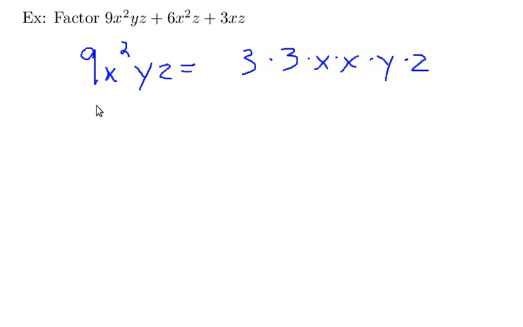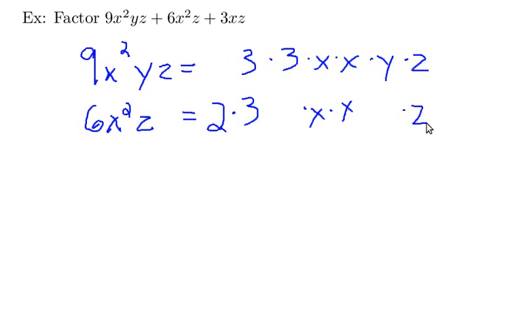So for the next one we have 6x squared z equals 2. So see, now I have 2 and there's a blank above it, 2 times 3, and then we have x times x times z. Let's make that a little bit more like an x. Okay, so then this next one is going to be 3xz equals 3xz.